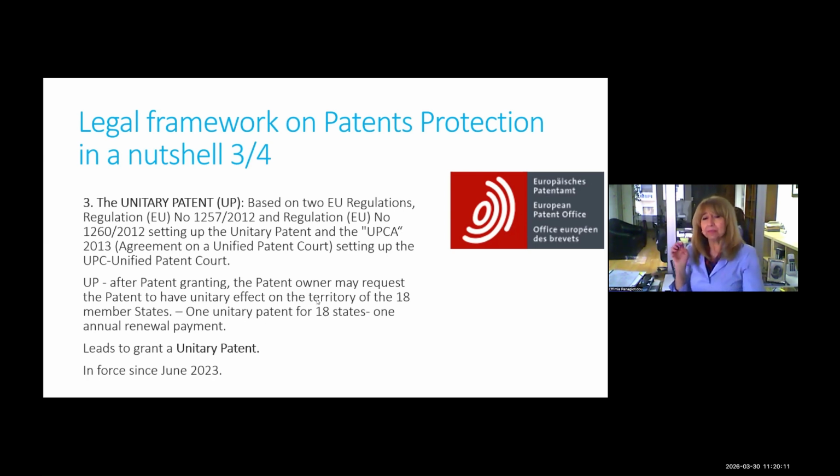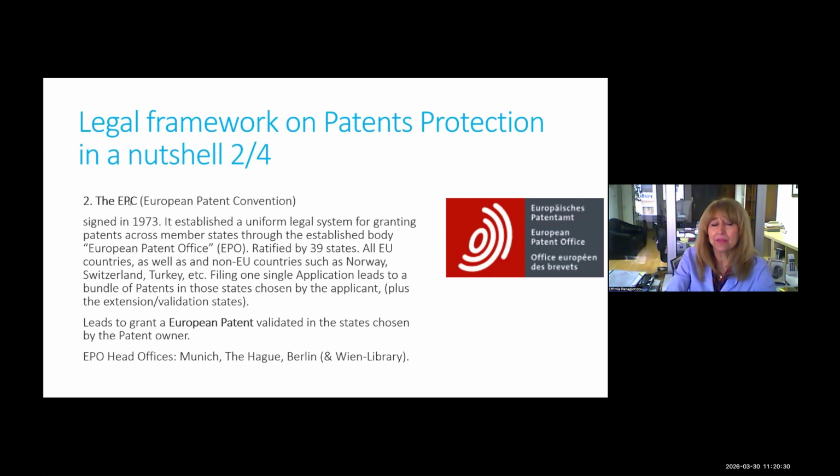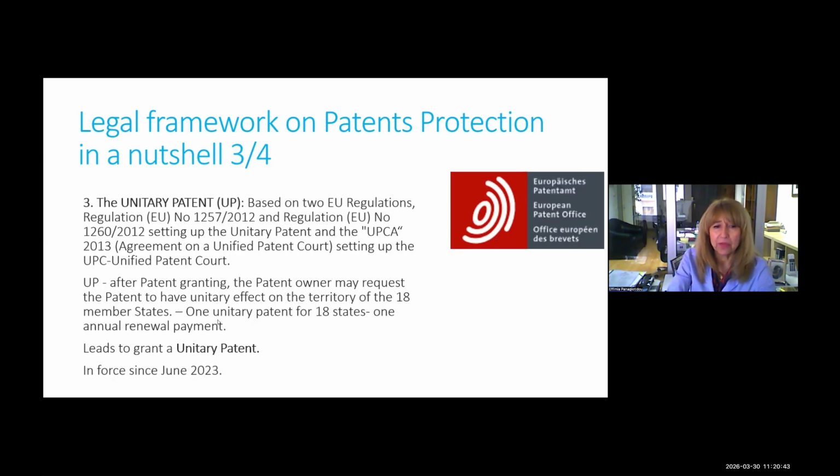So one unitary patent is valid and covers 18 states with one annual renewal payment. This, yes, leads to the grant of a unitary patent. It is in force since June 2023, which means that when the applicant finishes this procedure in front of the European Patent Office, then he gets a European patent and he may ask for validation on the 18 states without application. So he gets a unitary patent for these 18 states. Of course, he may, as we see later, proceed to take national patents in the other states.